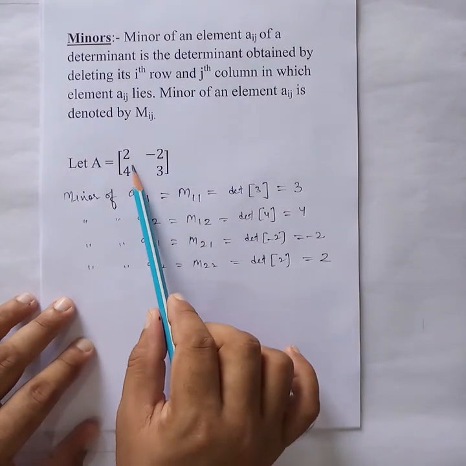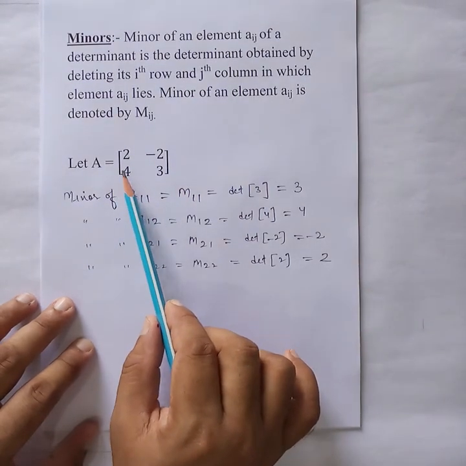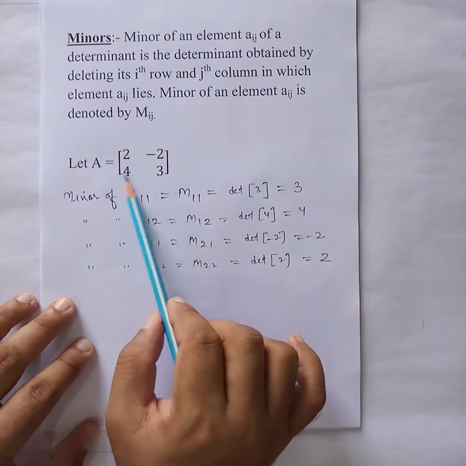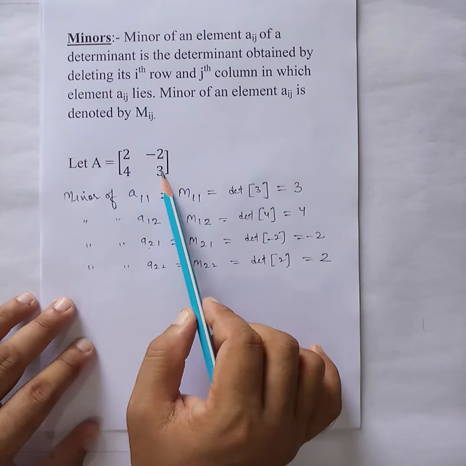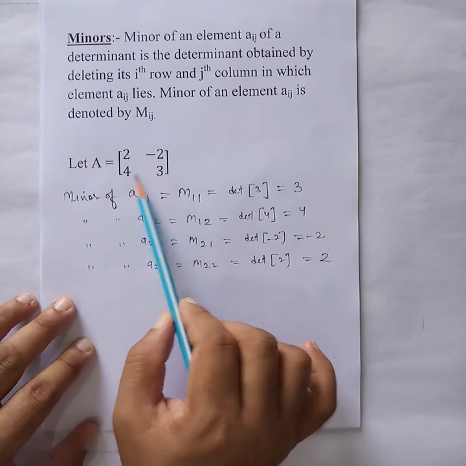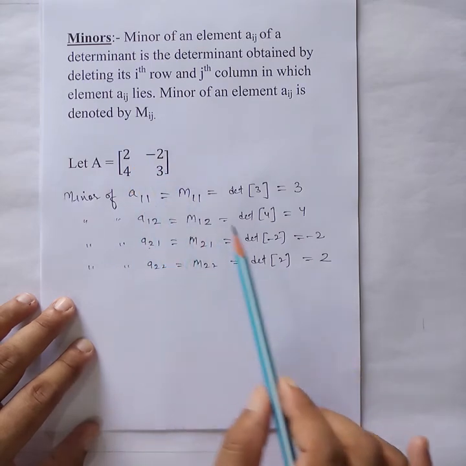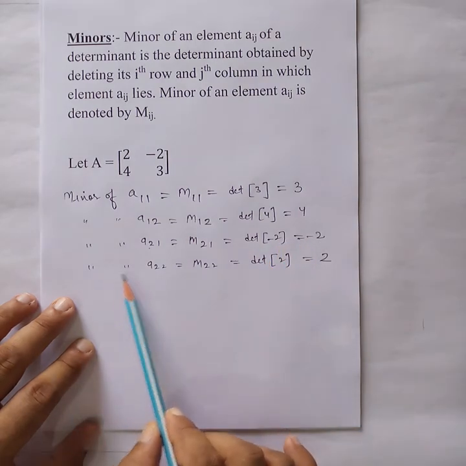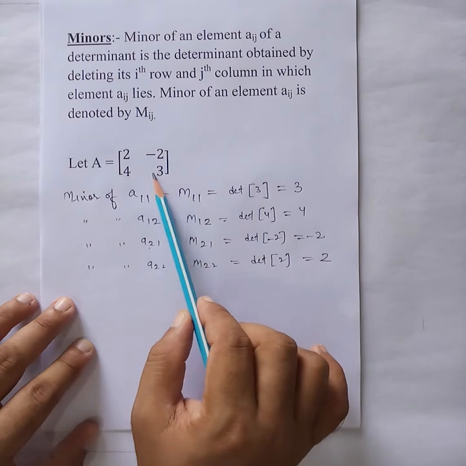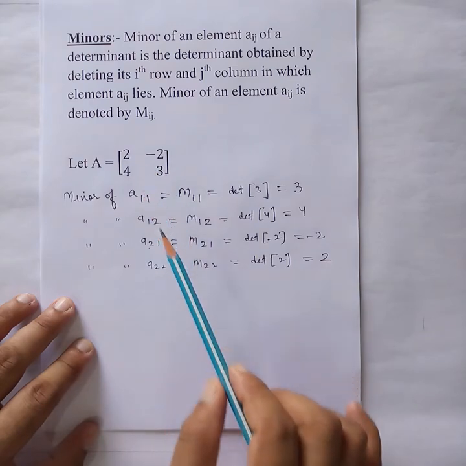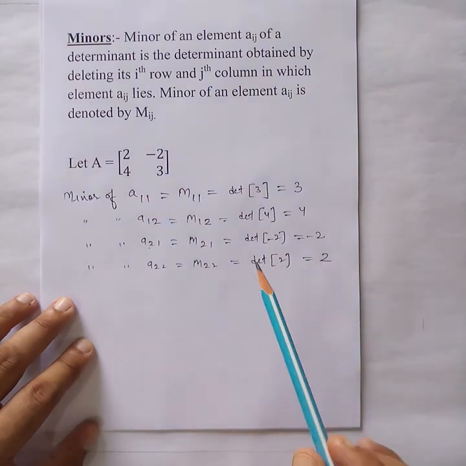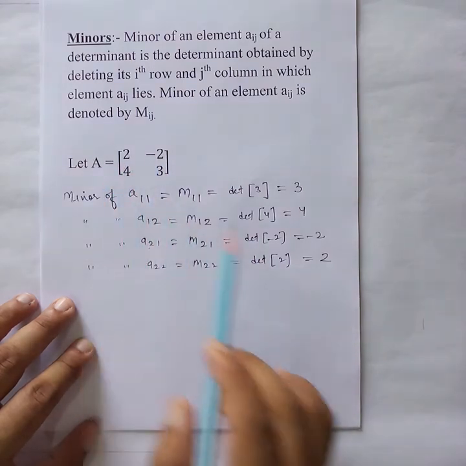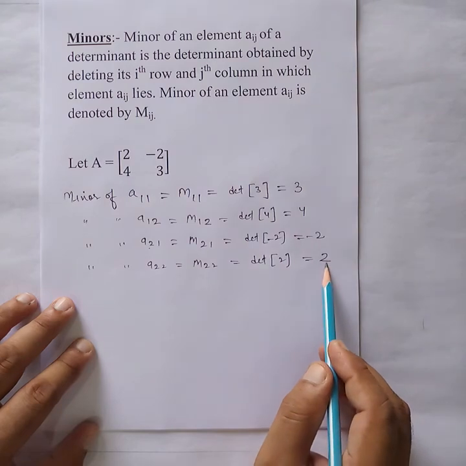Similarly, minor of this element A21 will be capital M21. This element lies in second row and first column. So by deleting second row and first column, we get minus 2. So determinant of minus 2 is minus 2. Similarly, minor of this element, its position is A22, it will be capital M22, and it will be obtained by deleting second row and second column, that is determinant of 2, that is 2.